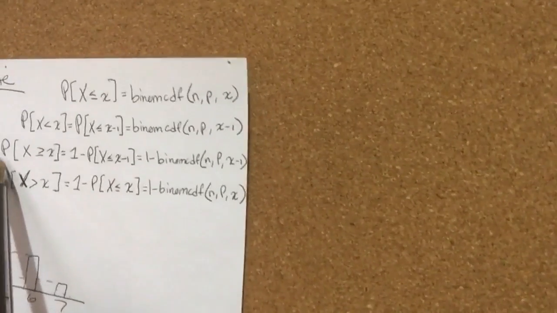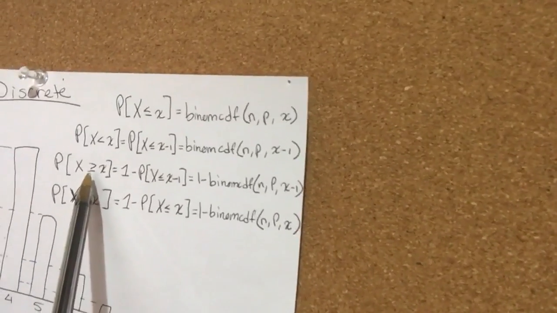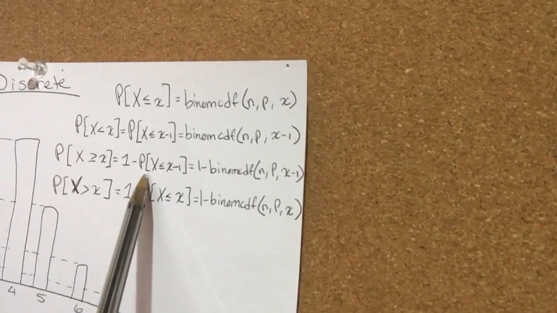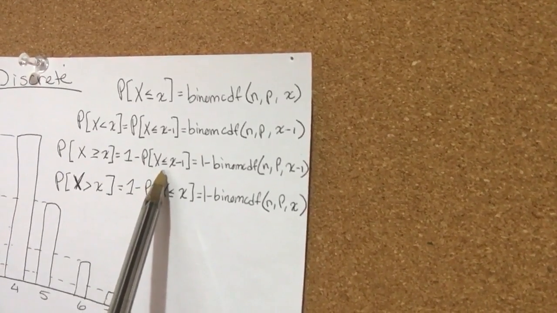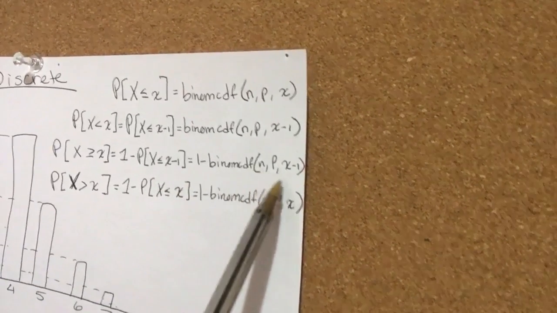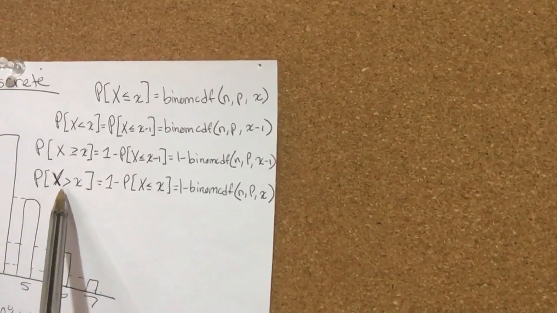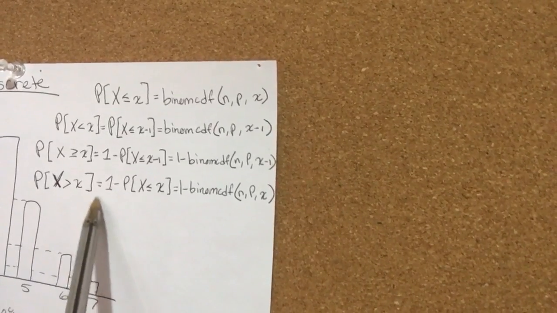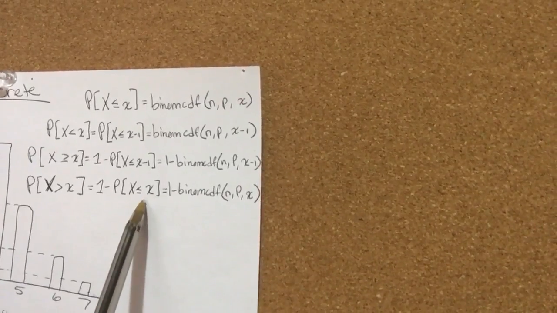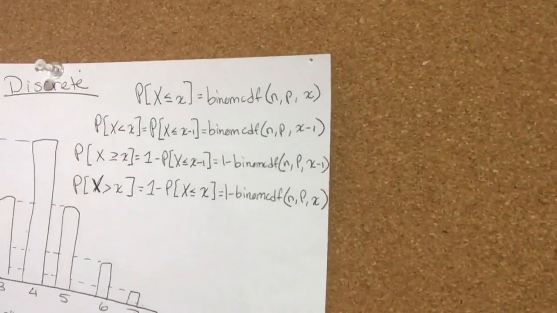And then this is where a lot of people had questions. The probability that X is greater than or equal to little x. If you look at the graph once more, it's going to be the same thing as 1 minus the probability that capital X is less than or equal to lowercase x minus 1. And that's simply 1 minus binom CDF of n, p, x minus 1. And same thing on the last one, the probability that capital X is greater than lowercase x is the same thing as 1 minus the probability that capital X is less than or equal to lowercase x. You could take a screenshot of that, and I really hope this helps out.